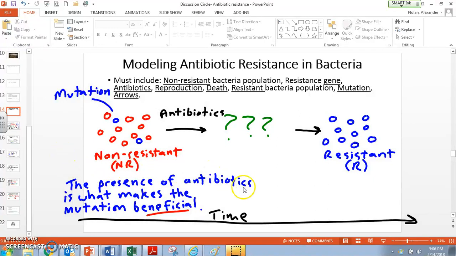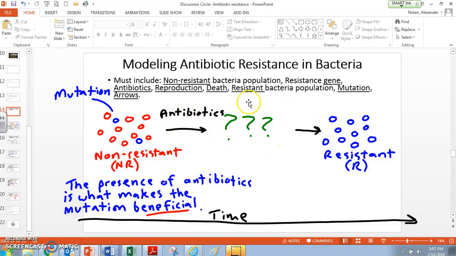So the presence of antibiotics is what makes that mutation beneficial. The mutation just codes for the trait of antibiotic resistance. Now, there's lots of complicated things we could go into as far as how that resistance works. We don't need to worry about that for the sake of this model. All that we need to do is understand this relationship. The mutation is already there. It's a random change in the gene, but as soon as you throw in antibiotics, suddenly it starts to take on an effect that is absolutely not random. These bacteria are going to survive better than the non-resistant bacteria as long as there are antibiotics.